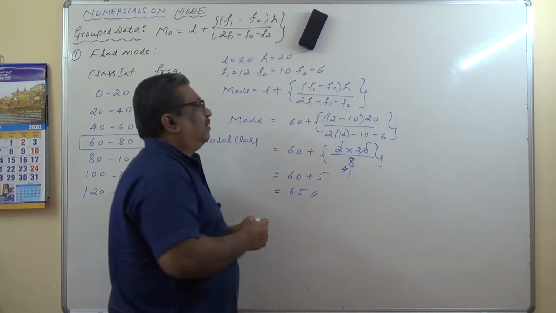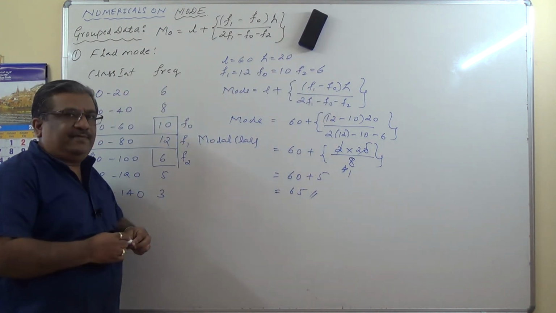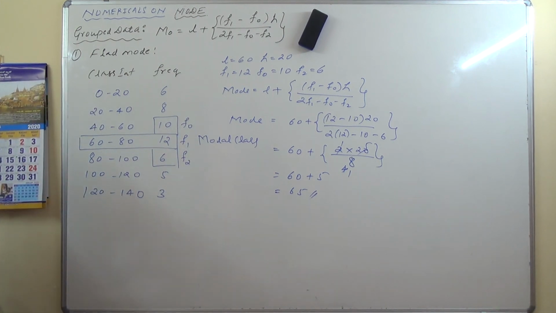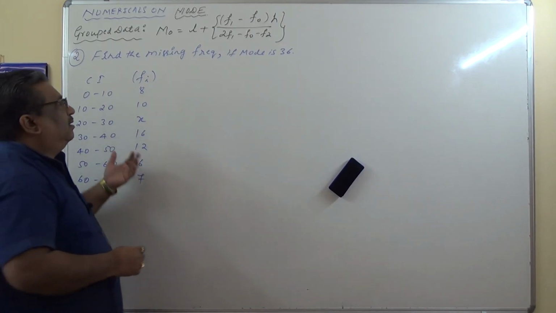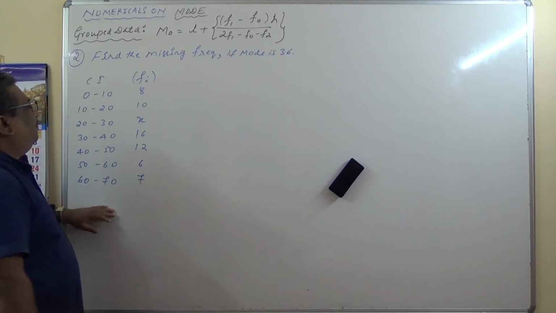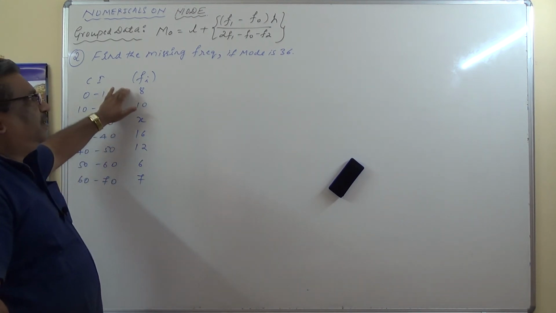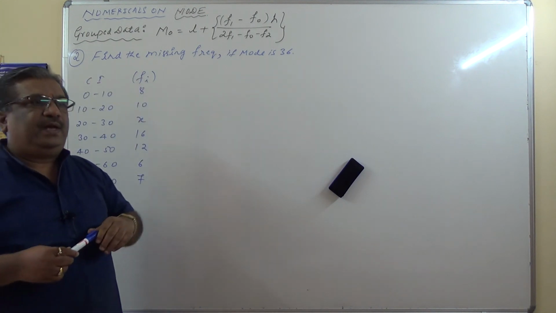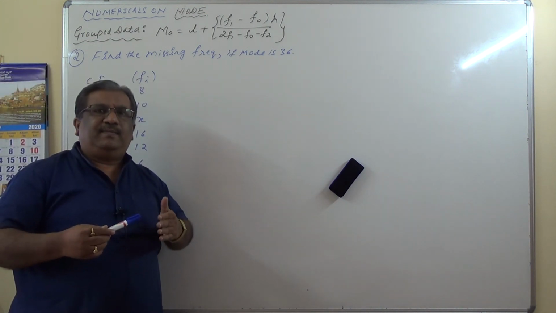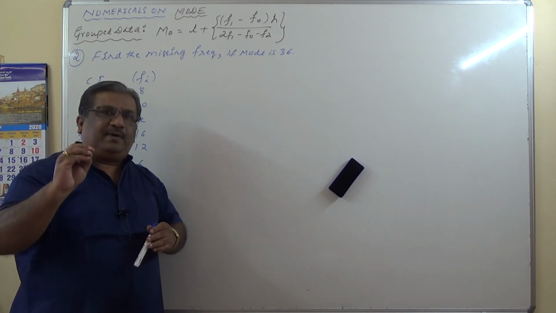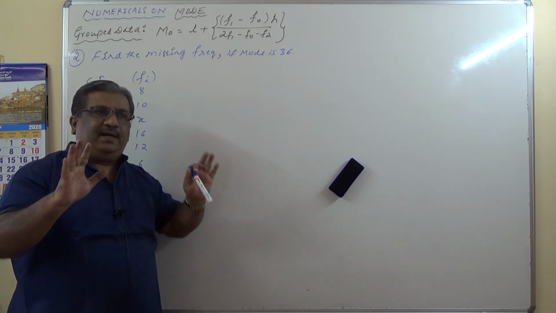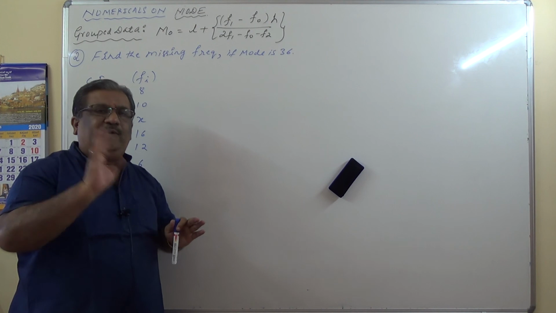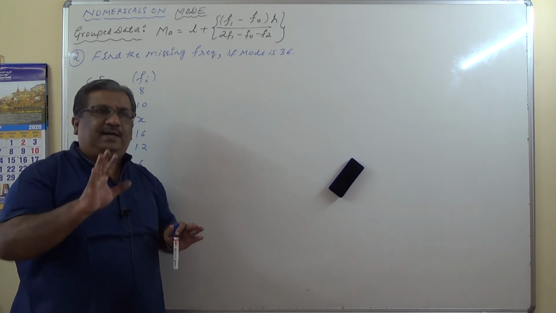After this one I'll take one more sum to find out the missing frequencies. Note down this. So here there is one more typical sum where we need to find out the missing frequencies. Dear students, please remember one thing. Whenever we need to find out the missing frequencies, important information will be hidden in the question itself, and we must note it down separately and then solve the numerical.